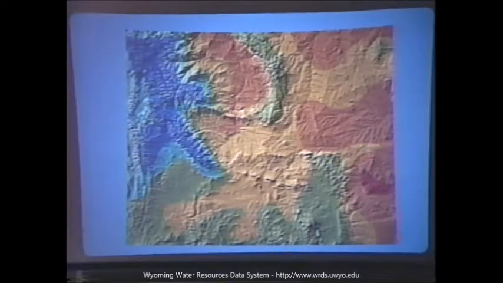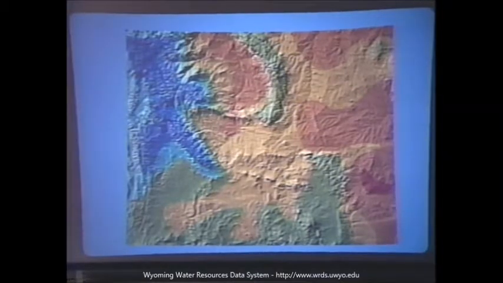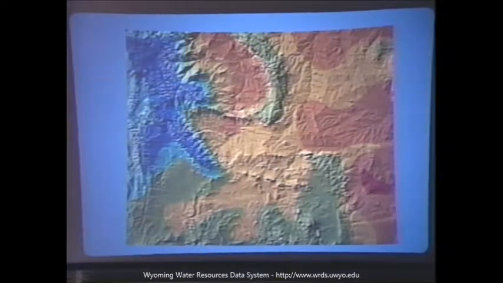This is, if you will, the opposite of precipitation. It shows potential evaporation, how much it's evaporated and transpired by various plants. In other words, precipitation being given off to the atmosphere. Again, strong relationship to the topography. Same type of color scheme as in the previous slide.